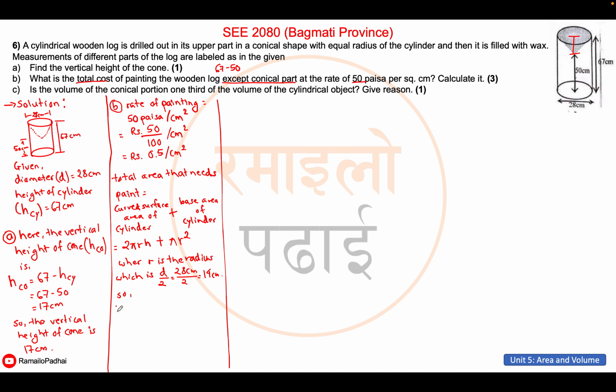So total area that needs paint is 2 pi r h plus pi r square, and now putting value, 2 times pi is 22 upon 7 times r is 14 times h is 67, plus the pi r square. Pi is 22 upon 7 times r is 14, so 14 square, which is equals to 5896 plus 616, and that is equals to 6512 centimeter square.